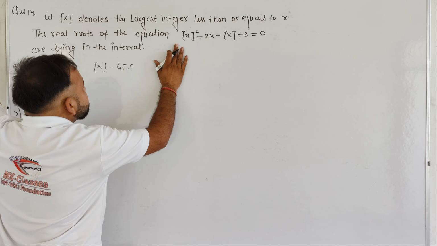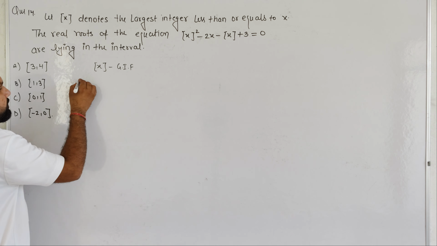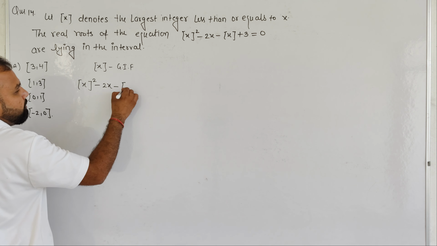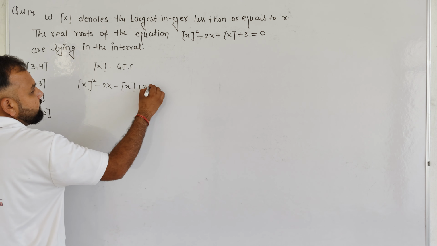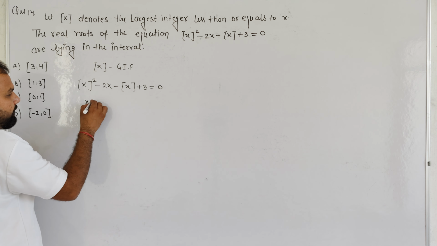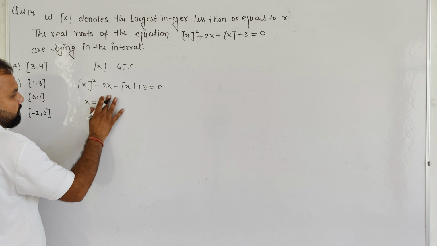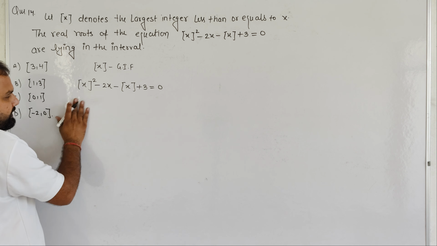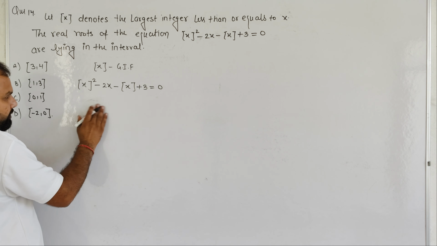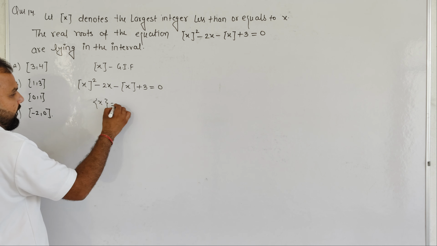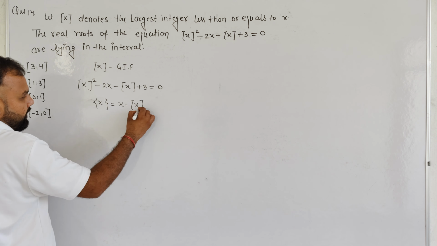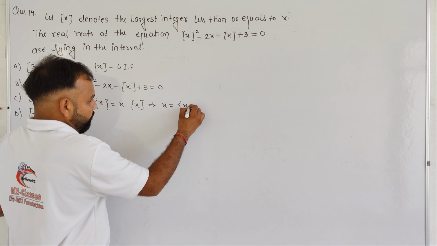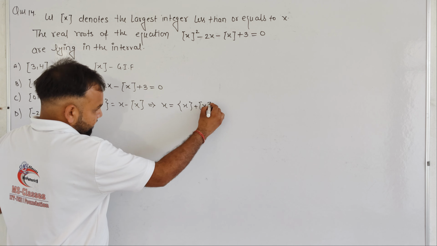So basically this question is all about [x]^2 - 2x - [x] + 3 = 0. And we know very well that the fractional part {x} is basically x minus the greatest integer [x]. By this equation we can calculate the value of x as {x} + [x].